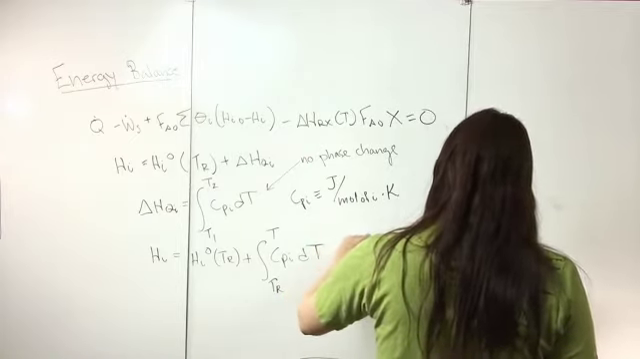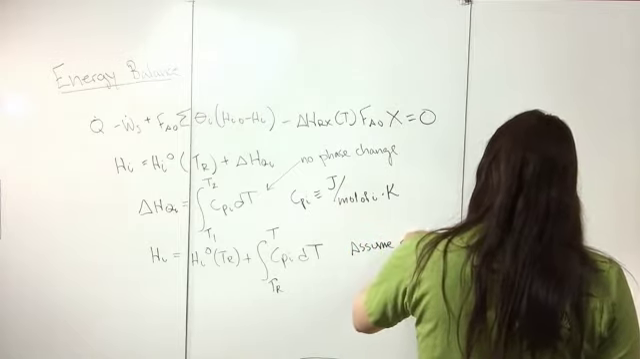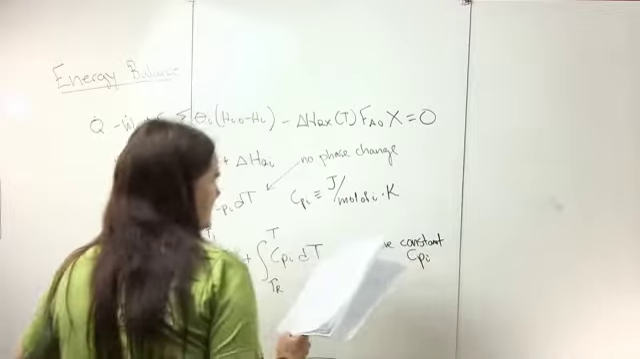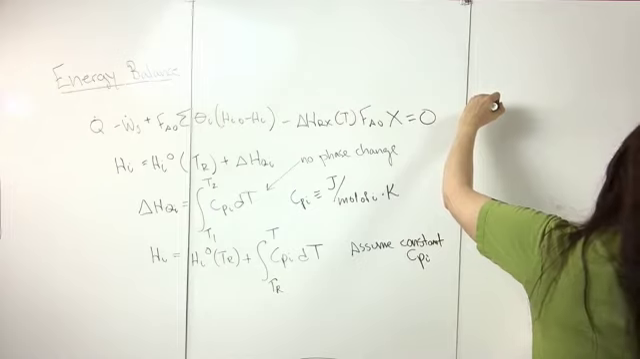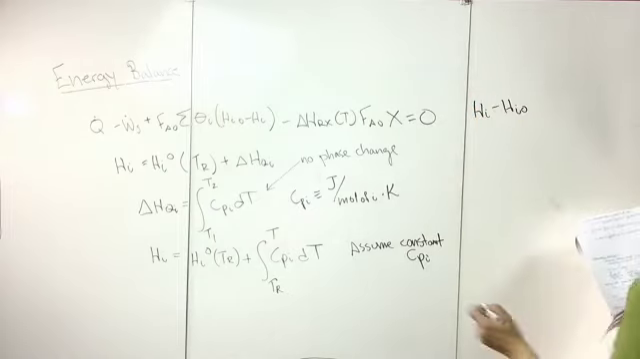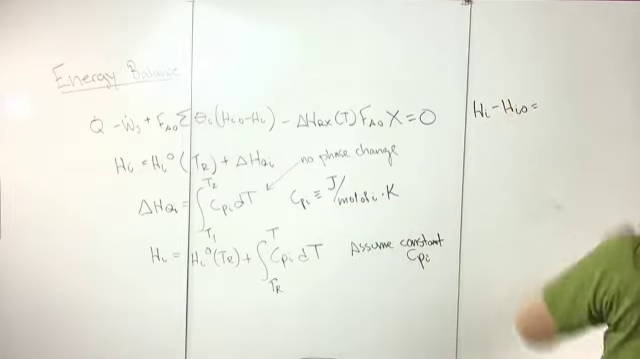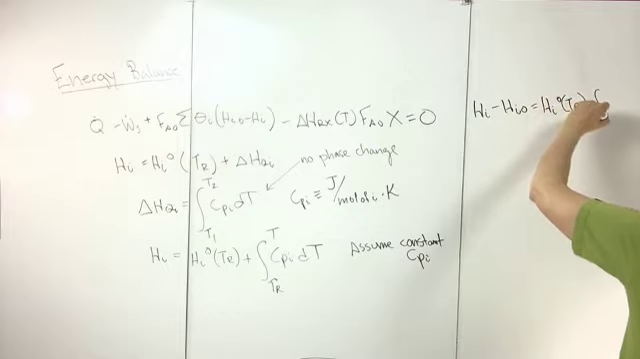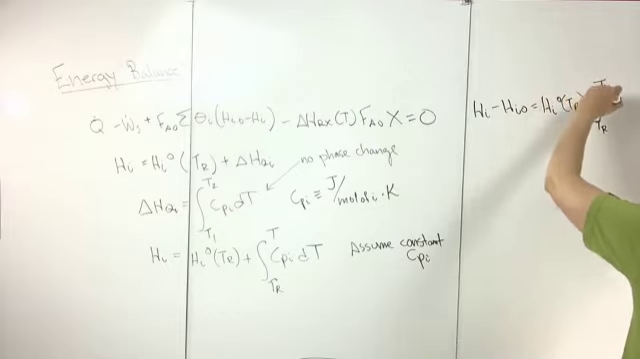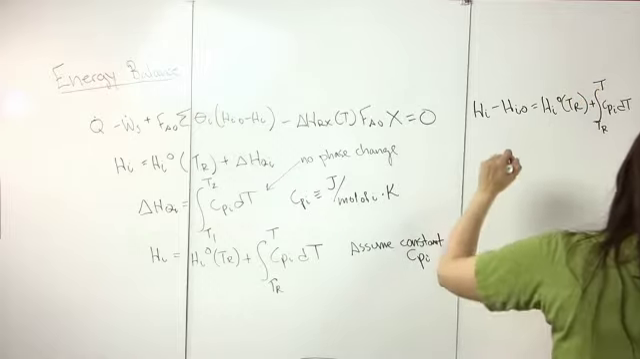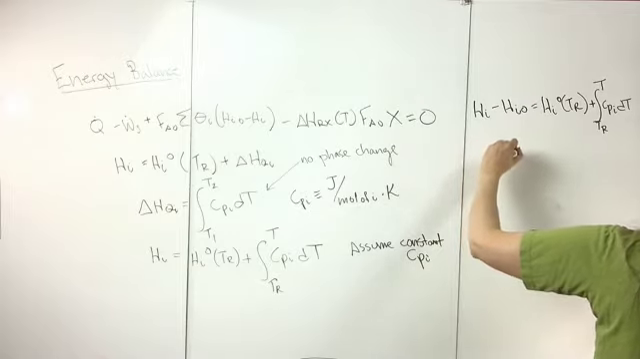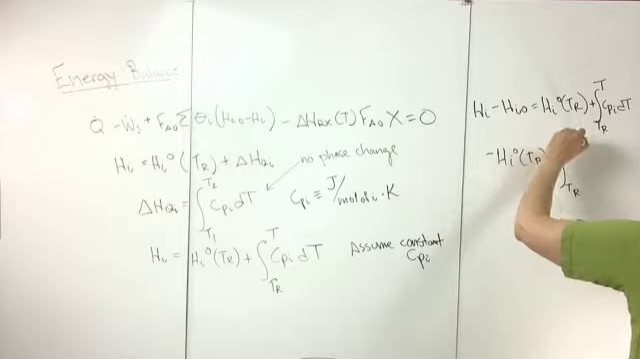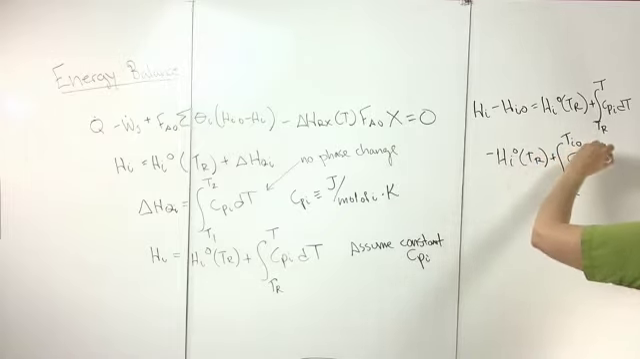So if we assume constant heat capacity, then we get that this term H_i minus H_i0 is equal to H_i at some reference temperature plus the integral from the reference temperature to T of C_Pi dT, minus H_i at some reference temperature plus the integral from the reference temperature to T_i0 of C_Pi dT.